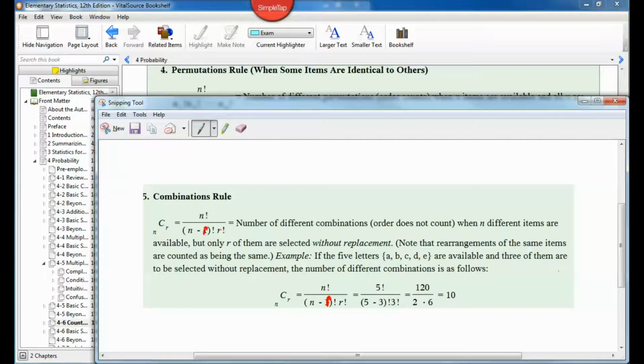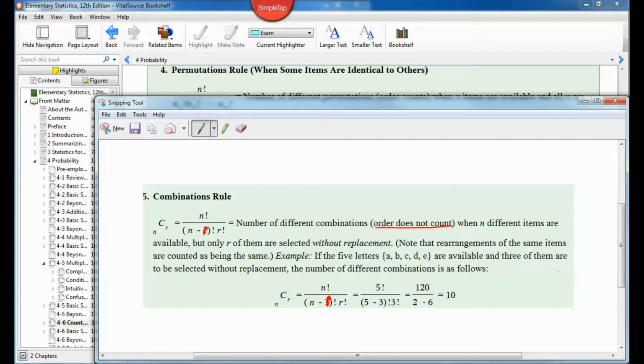Now remember, a combination is when order does not count. So that means if you have different groups that have the same items, all those groups that have the same items are the same group.